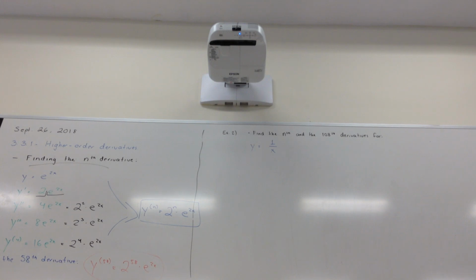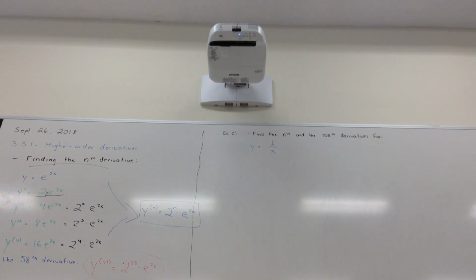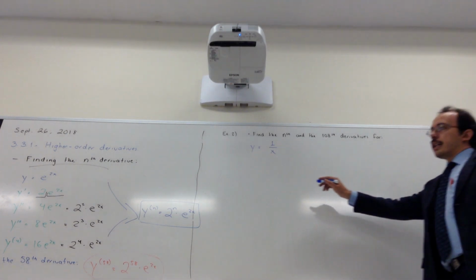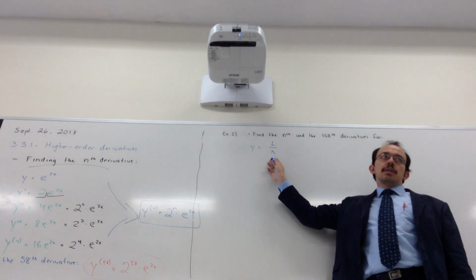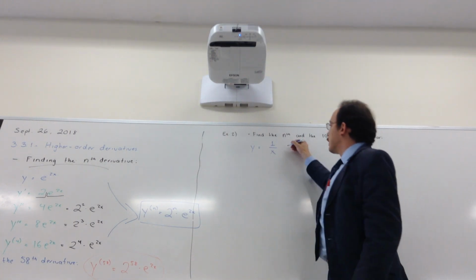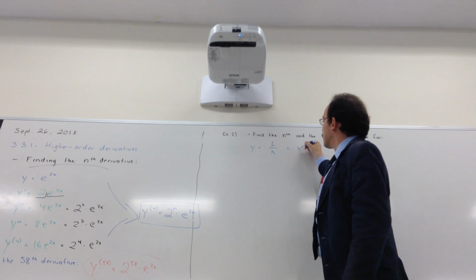The question is to find the n derivative and then later the 108th derivative for the function y equal to 1 over x. Okay? Now, let's do it. First, let's find the first, second, third, and fourth derivatives. We need to rewrite this as x to the minus 1.